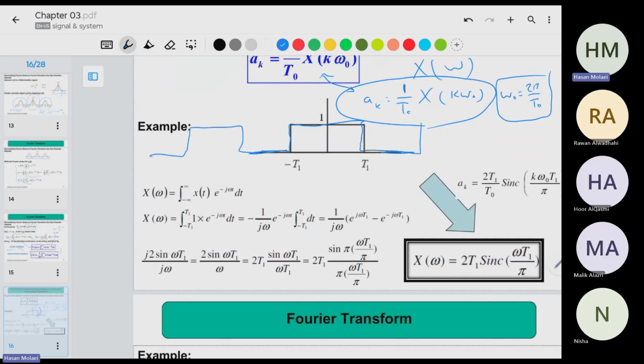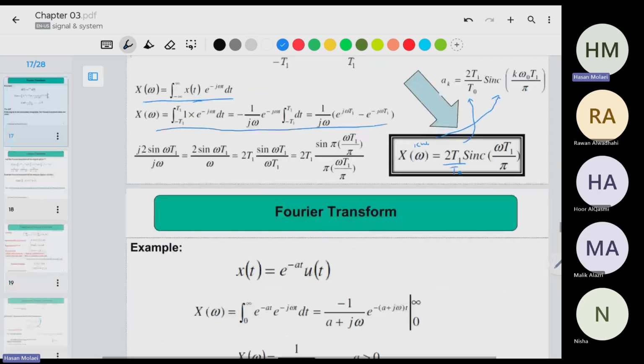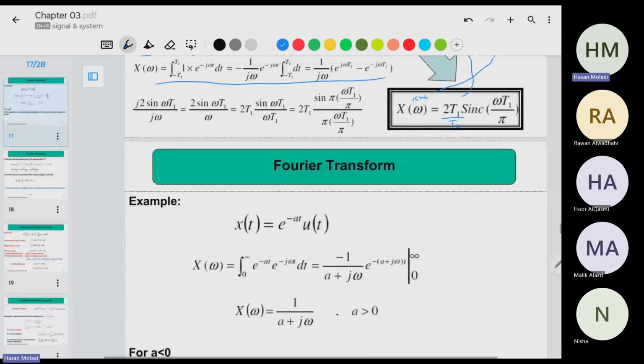Do you remember this shape? We found its Fourier series. Right now we can easily write its Fourier transform. You can see it's much easier to find the Fourier transform. And if I write k omega 0 instead of omega and divide it by T0, I will reach the coefficients of the Fourier series. Okay, let's see some examples together.